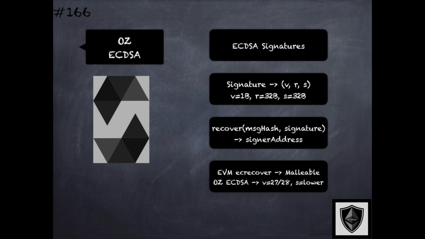So to sum it up, the EVM EC recover is malleable, which may be a concern depending on how the signature is being used in the smart contract logic. And this library provides a non-malleable way of using EC recover and a library function associated with it.